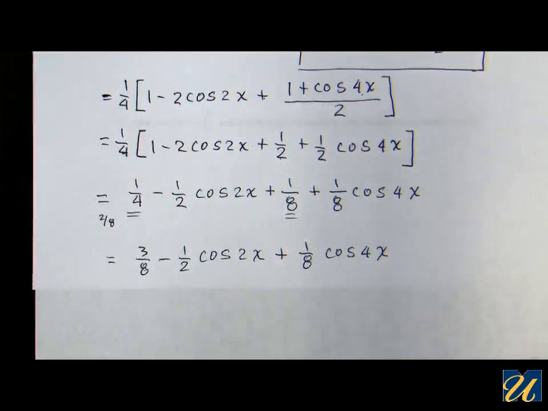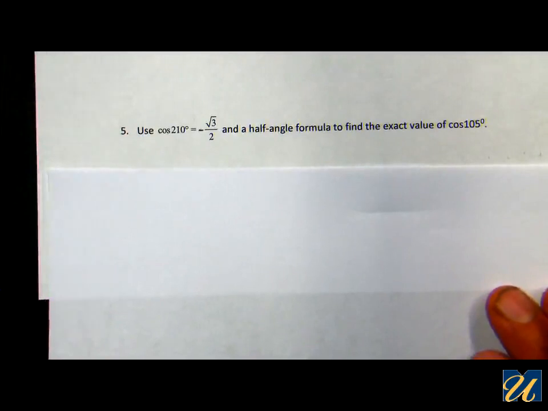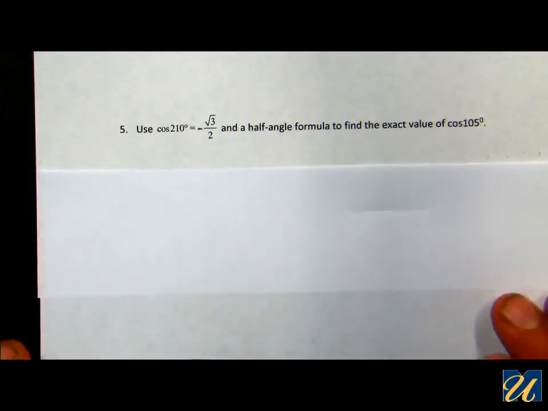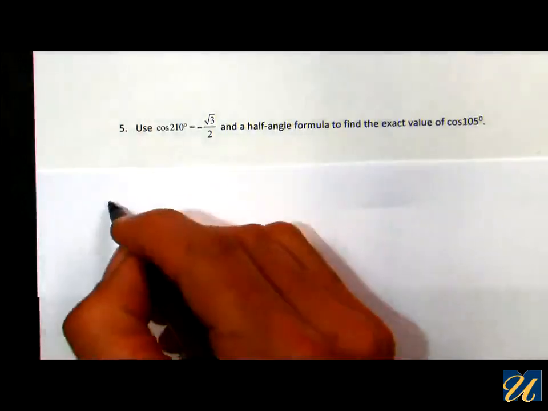Okay, we have one more to do. Problem 5 right here. Use the fact that the cosine of 210 degrees is negative √3/2. Use that and a half-angle formula to find the exact value of cosine 105.